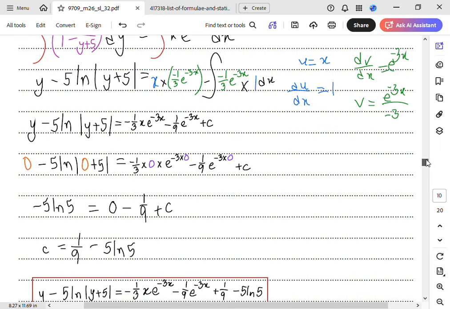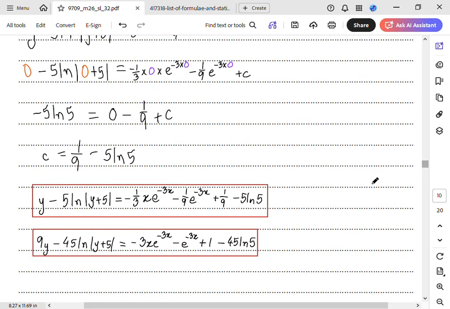I don't prefer fractions. So what I did was I multiplied the entire thing by 9, the LCM of the denominator. So then the equation will not have any fractions. So if you multiply this with 9, you get 9y minus 5 times 9 is minus 45 ln y plus 5. Multiply this with 9, you get minus 3x e to the power minus 3x. This multiplied by 9 gives you minus e to the power minus 3x. 1 by 9 times 9 is 1, and then this is minus 45 ln 5. Cambridge would accept this, but this is just a personal preference of mine, so you don't have to do this.